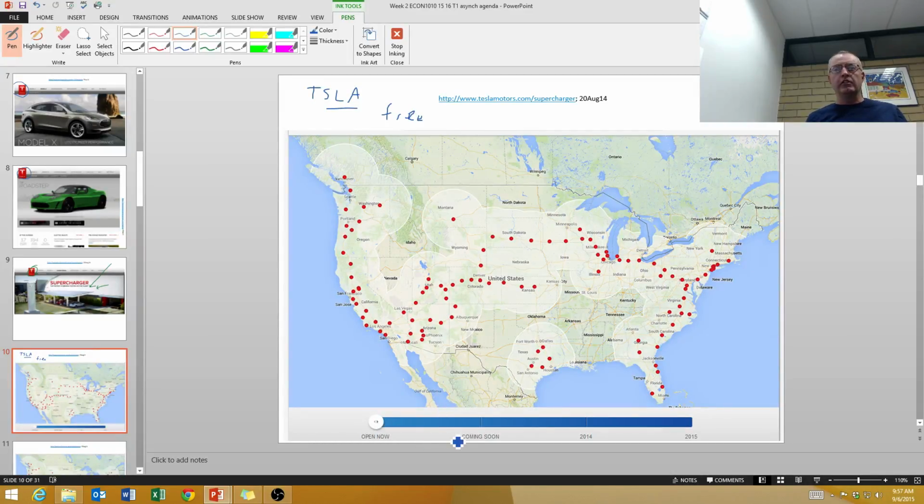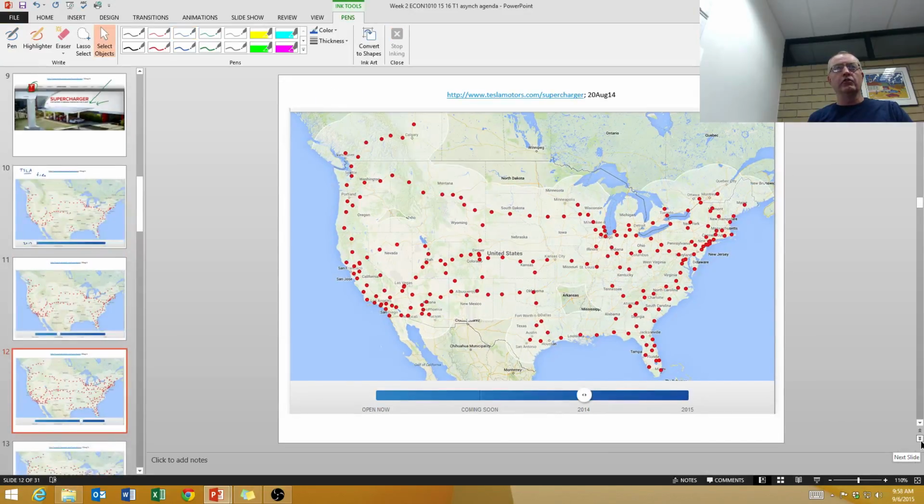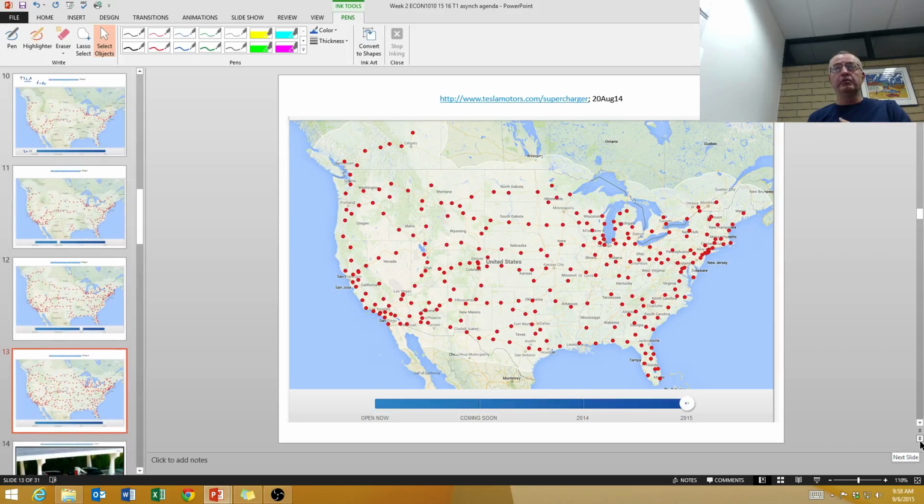So this data is a little bit old. I think it comes from 2012. Way back in 2012, the red dots represented the locations of the Tesla charging stations across North America. Then in 2013, they had a few more charging stations, and in 2014, we can see a few more red dots going in here. And by the end of 2015, so the end of this year, they're planning to have even more free charging stations.